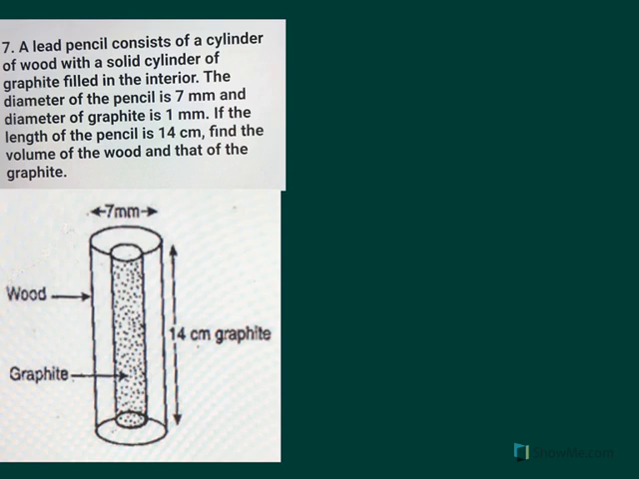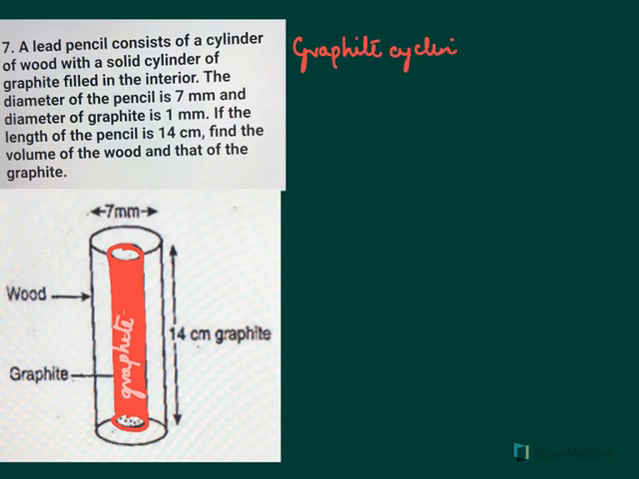So here we have a pencil, which the inner part of it is made of graphite, what I'm shading, and this graphite is a solid cylinder. It's completely filled here. So this is the graphite cylinder. So the inner cylinder, I will put it as graphite. For this graphite cylinder, one thing you must remember, it is a solid cylinder.